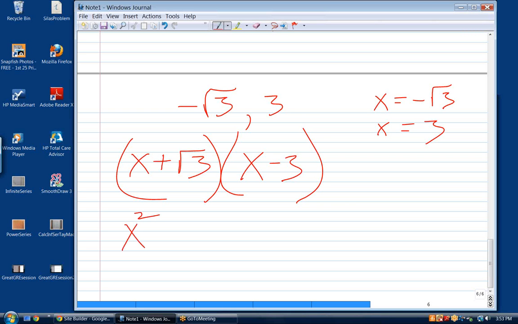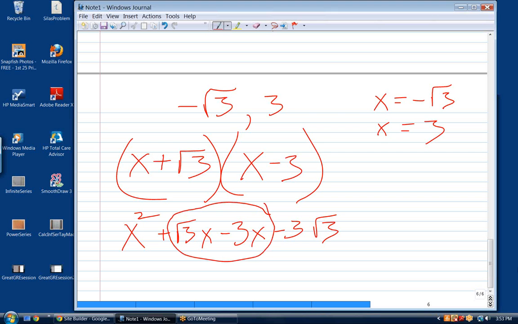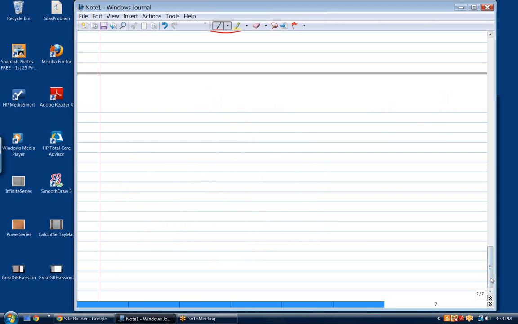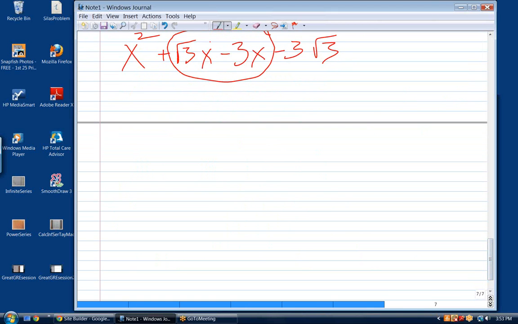You've got x squared... well, okay, let's do it by FOIL. Right? Now we can actually combine those two terms because they're both x's. It doesn't matter that we have an irrational coefficient and a rational coefficient. I'm going to factor that x out.